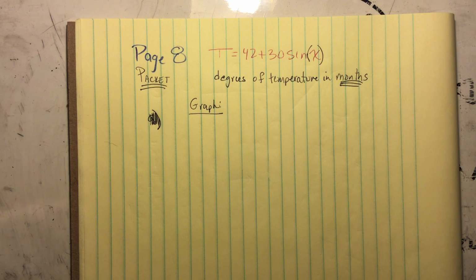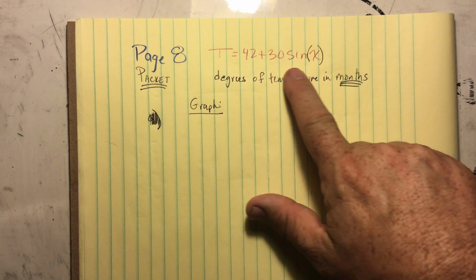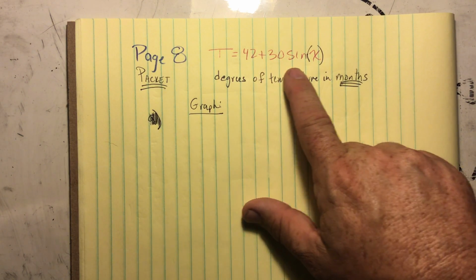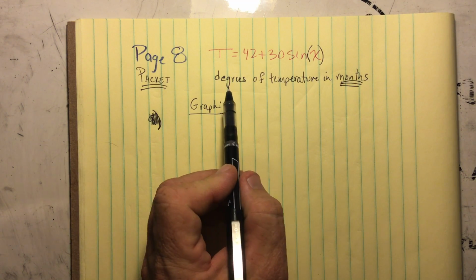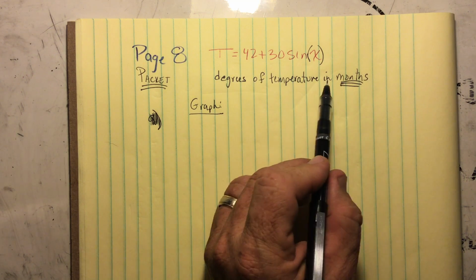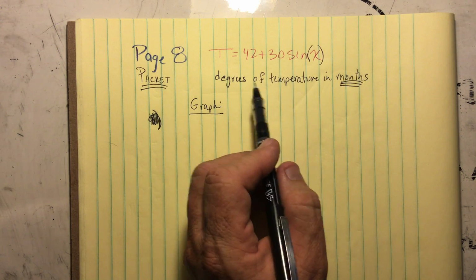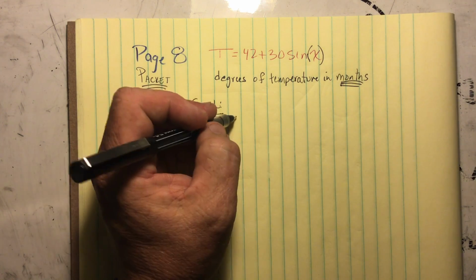So we're on page 8 of our note packet. We're dealing with this equation, T equals 42 plus 30 plus sine of x. If you go to C and D before that, on the top of page 8, we're just not going to do those. They don't even make any sense according to the problem. So that doesn't give us anything good to go over. This equation tells us degrees of temperature in months. So that tells us a lot that we need to know about this problem.